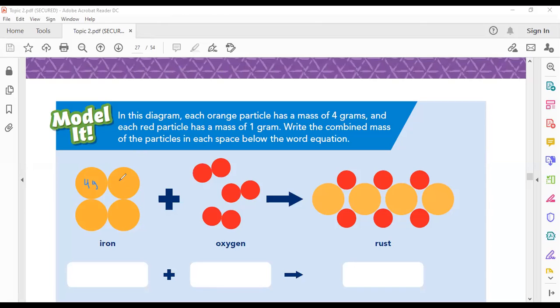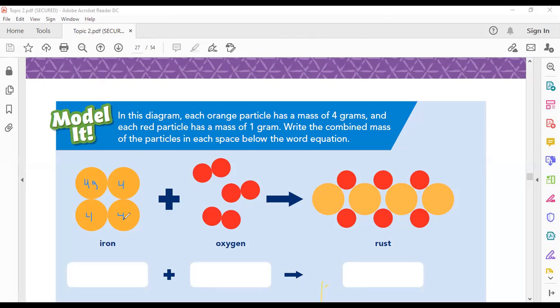And this one is 4. And this one is also 4. And this one is 4.